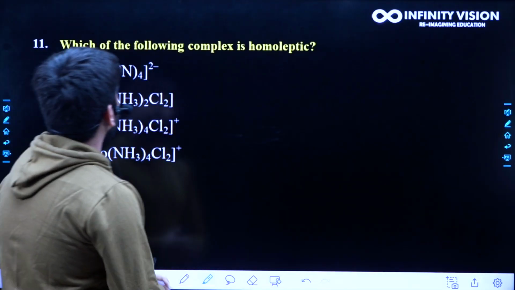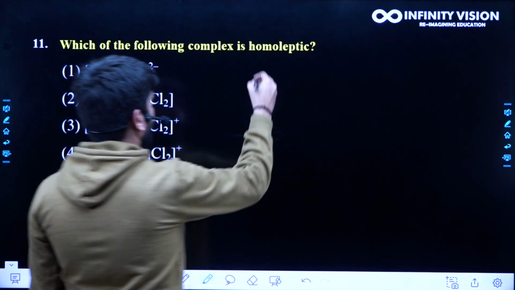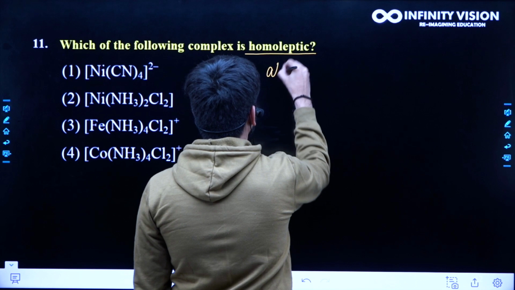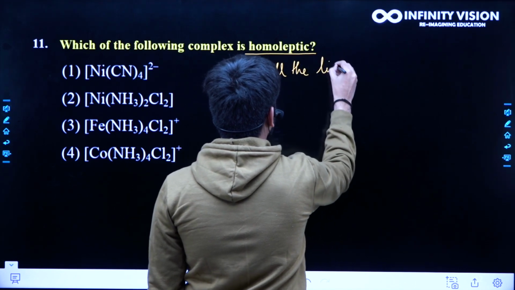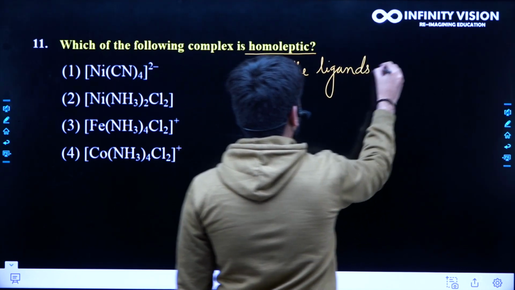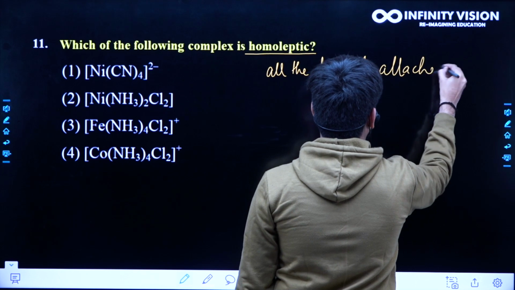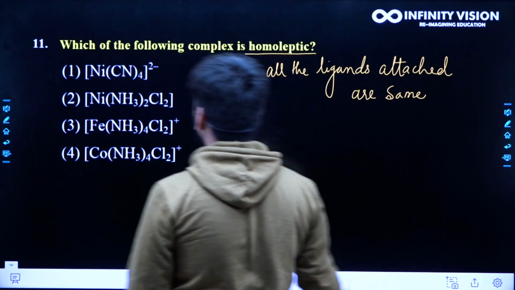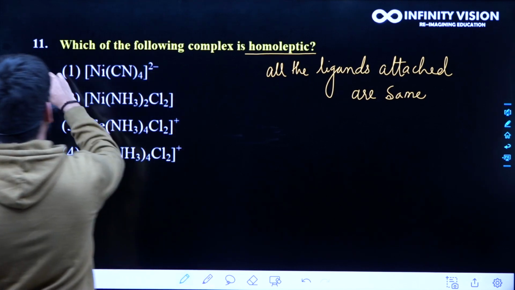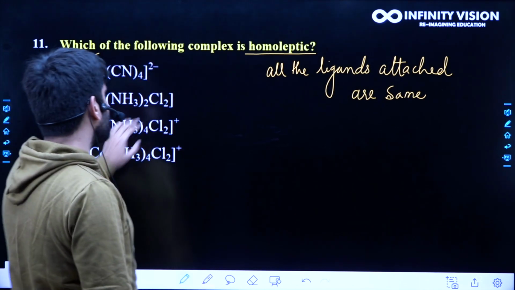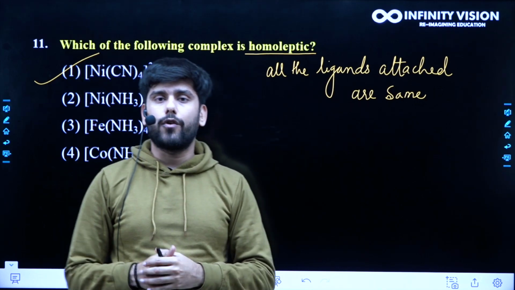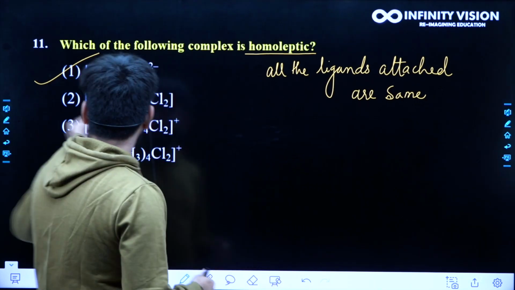All right. Which of the following complexes is homoleptic? Homoleptic means that all the ligands attached are the same. So going by the definition, first is the right answer. Yes, the other three are examples of heteroleptic complexes. All right, let us move to the next question.